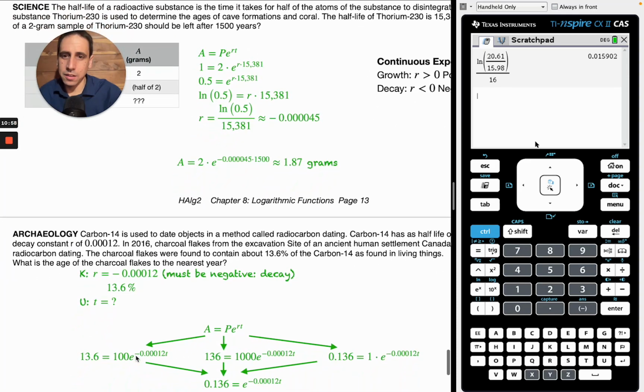So in thinking about it, you're like, well, how many grams of charcoal flakes are we looking at here? Are we looking at 100 grams? Did it start off with 100 grams of carbon-14 and then go down to 13.6 grams? Or do we start off with 1,000 grams and go down to 136? Or do we start off with 1 gram and go down to 0.136 grams? All 3 of these cases could be possible based on the fact that you have 13.6% carbon-14 left.